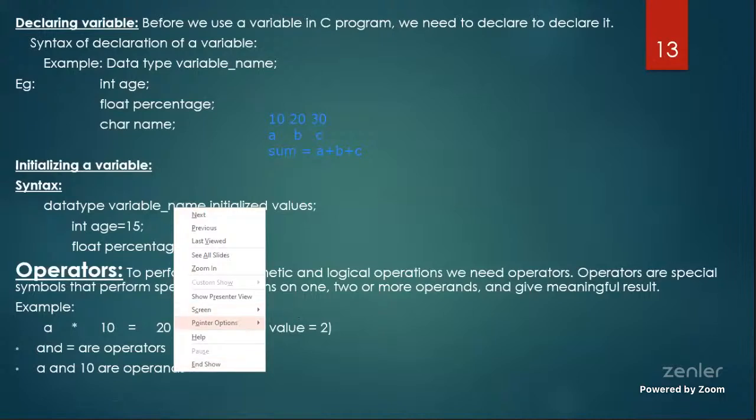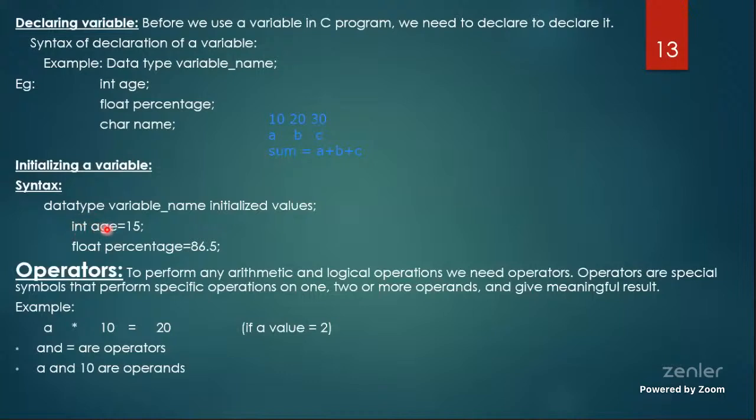Okay, so here int age is just a declaration part. Along with it, by using the equal to symbol, I have assigned some value here, that is 15. What does it mean? Age is a variable of type integer, and the age value is 15. In the same way, float percentage is equal to 86.5, which means the percentage value is 86.5. Since it is 86.5, which type of data we have to use? Float. Correct? Yes or no?